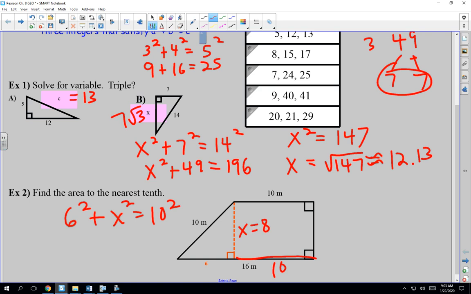So here's the deal. The area of this shape is going to be equal to 1/2 base times height plus base times height of that rectangle.